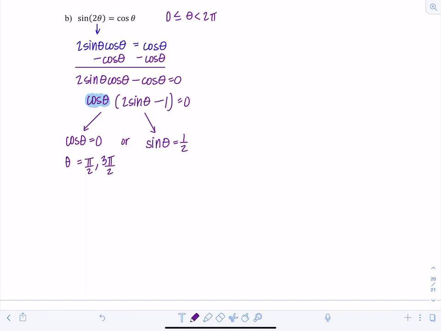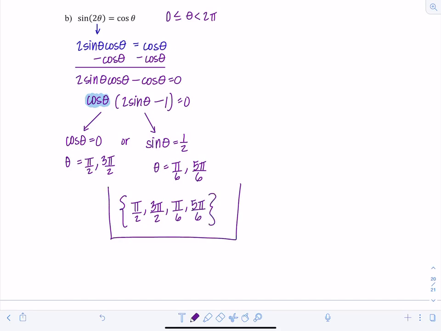And then when is sine 1/2? Well, that's when theta is pi over 6 or 5 pi over 6. So our complete solution set is going to include all 4 of those, pi over 2, 3 pi over 2, pi over 6, and 5 pi over 6. Well done. So that concludes section 7.6, and this is the last lecture from chapter 7.